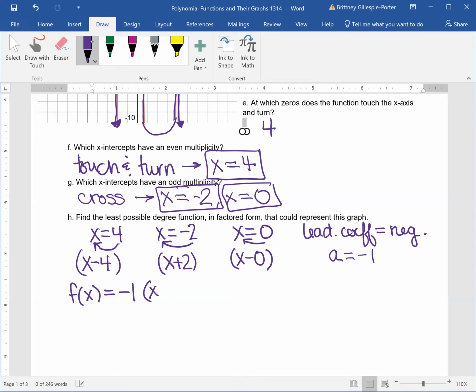We had x minus 4 as a factor. We have x plus 2 as a factor. And we have x minus 0 as a factor. We'll come back to that at the end. I know that some of you are going, why would I have x minus 0? Now we need to look at the multiplicities. We said that x equal to 4 had an even multiplicity. The smallest even number we know is a 2.